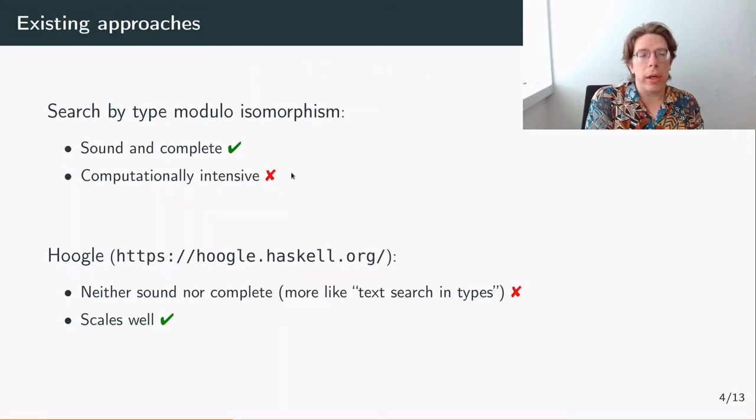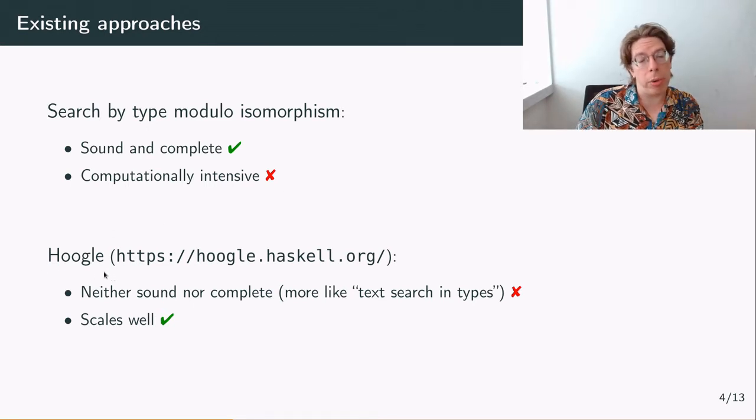There are several existing approaches to this problem. The first is search by type modulo isomorphism, which we will describe in more detail later. The good thing is that it's sound and complete, which means that we will find types and functions that actually correspond to the query we entered, and we are going to find all of them. The problem is that it's very computationally intensive, to the point that it doesn't scale at all to big modern ecosystems.